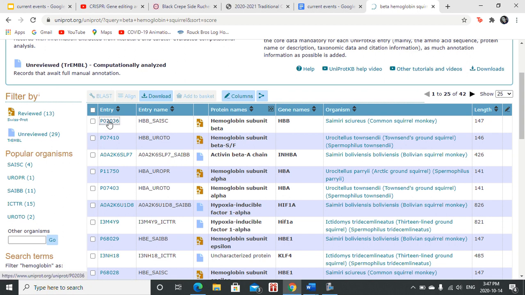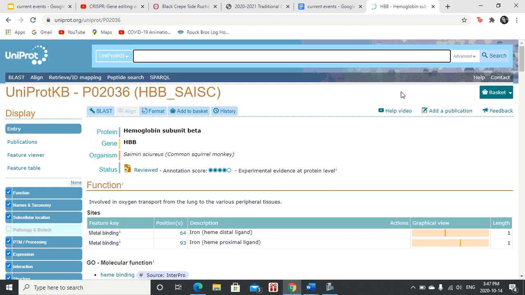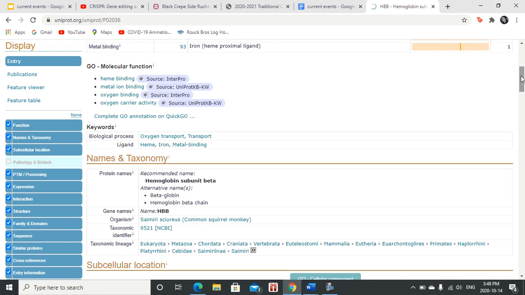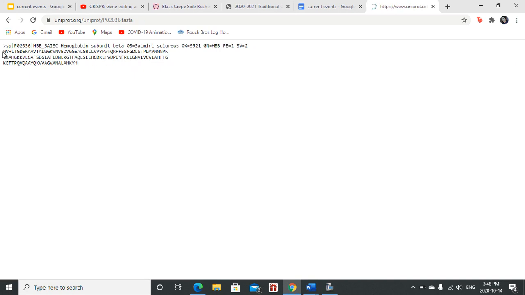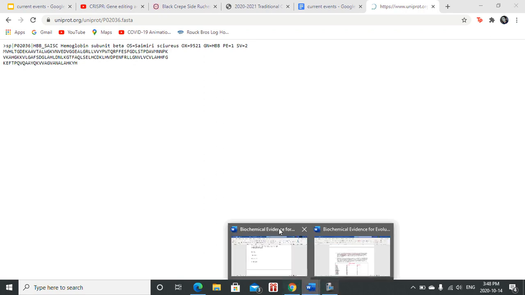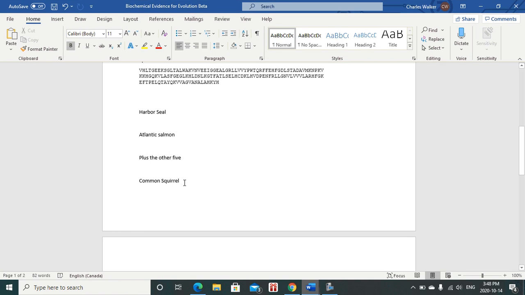Click on the number, scroll down to sequence, select FASTA, copy the second, third, and fourth row, go to your Word document, and paste it into your Word document.